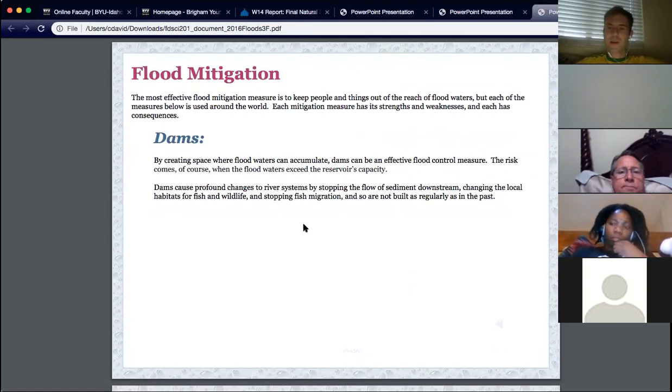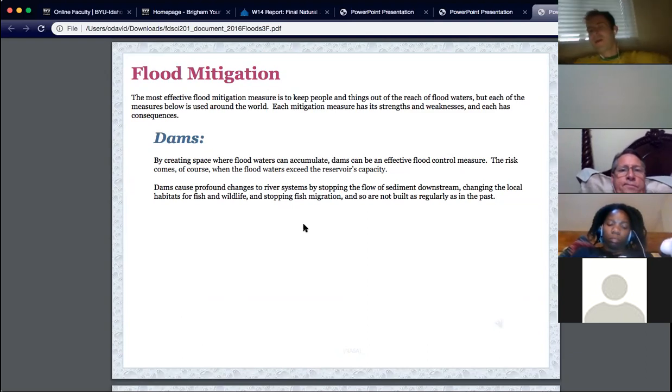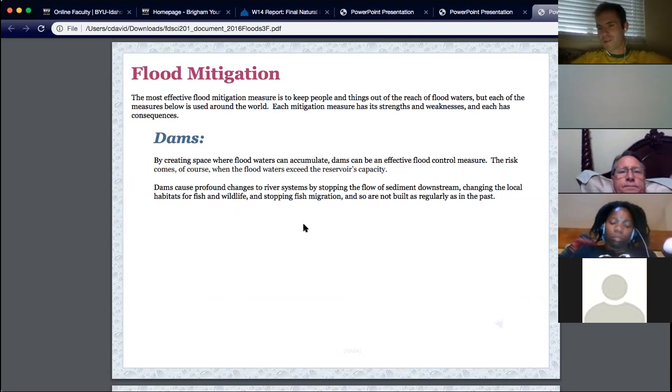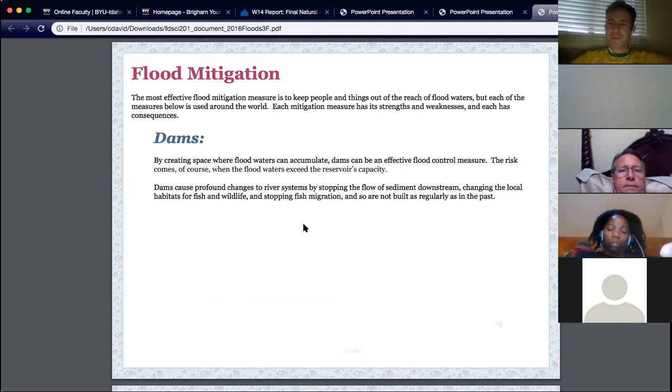Some of the things that could be positive or negative, depending on what you're looking to do, is you can have profound changes on the actual river system itself by stopping sediment flow downstream. So you'll start building sediments along the backside of the dam, and then all of a sudden on the other side of the river, you're not going to get the sediments going down the river. So that can have ecological effects on your fish and wildlife. It can also cause problems with fish migration.